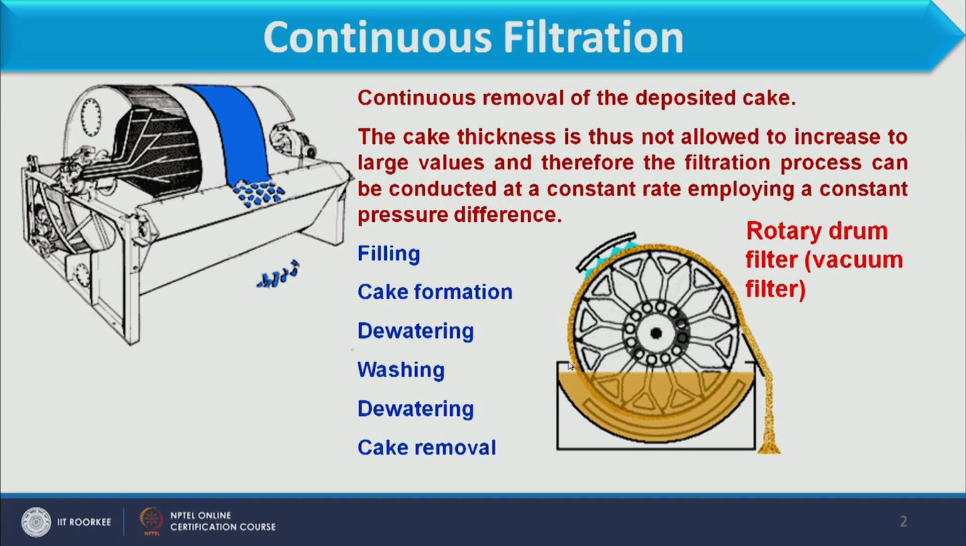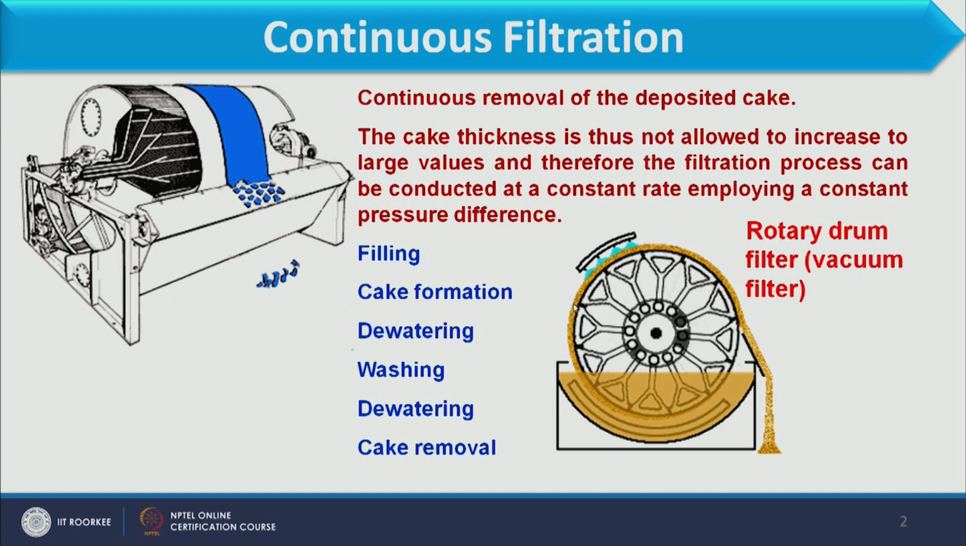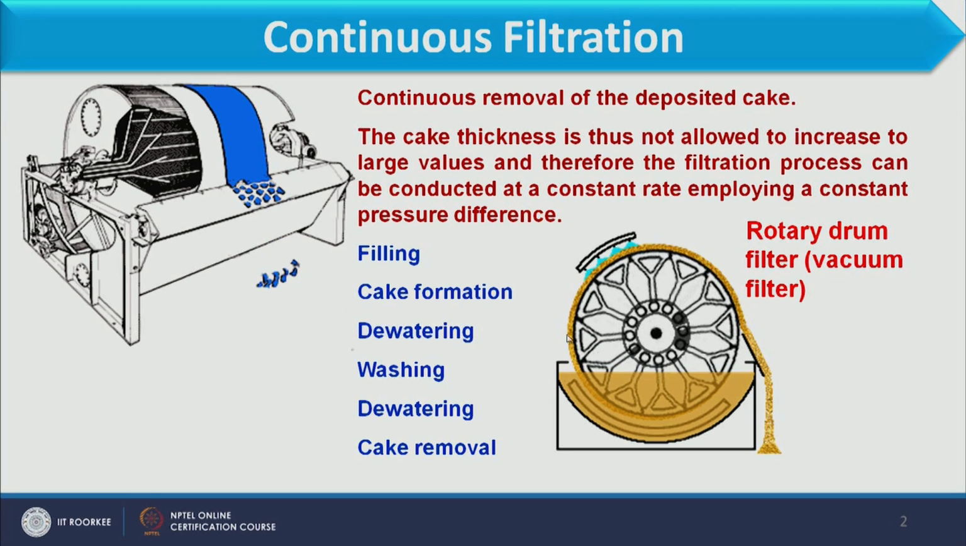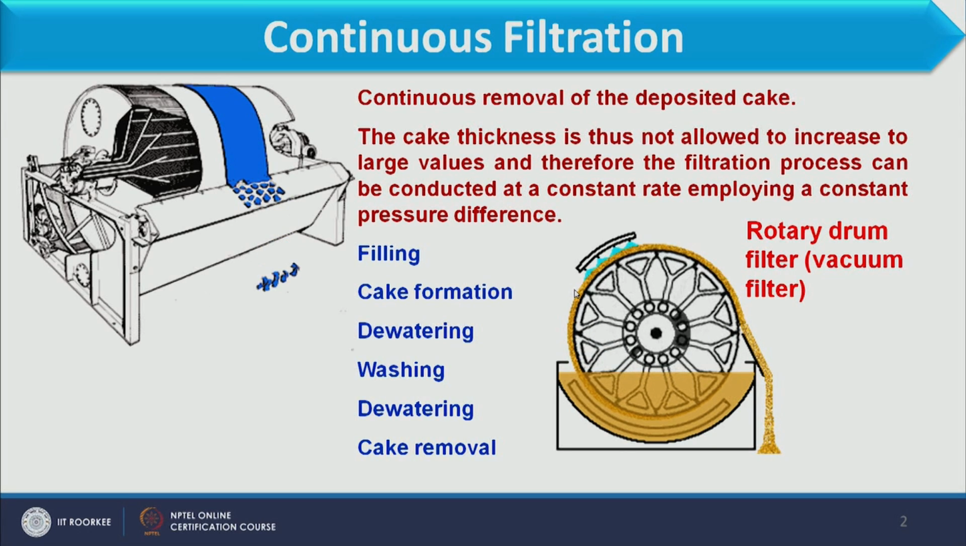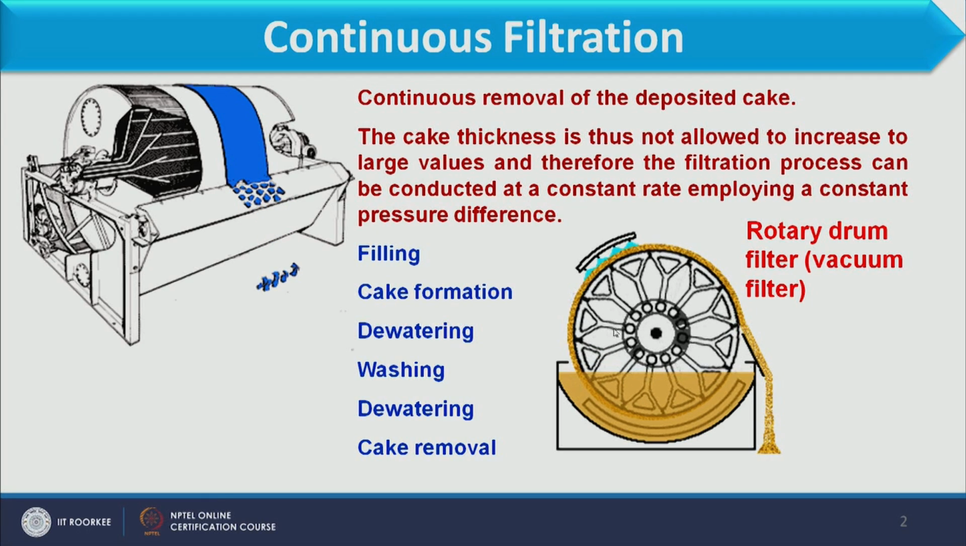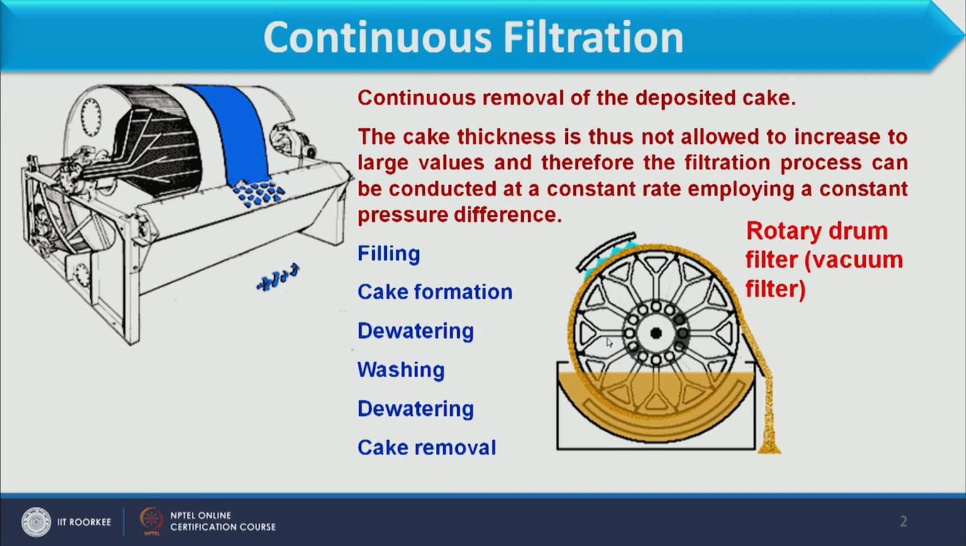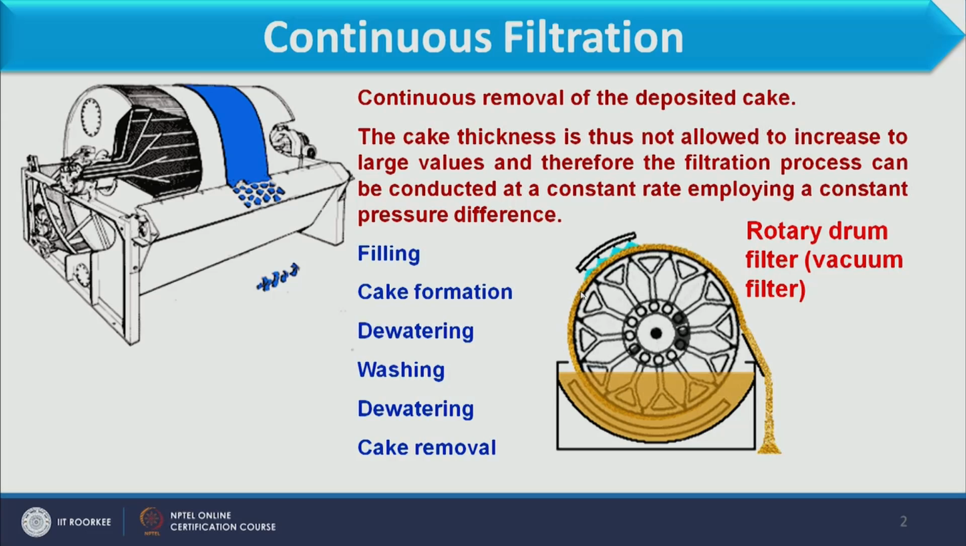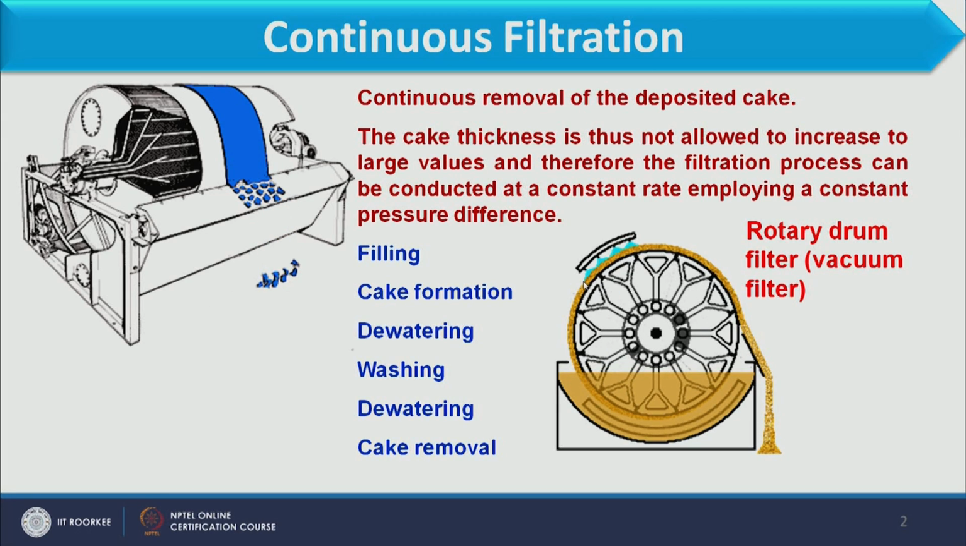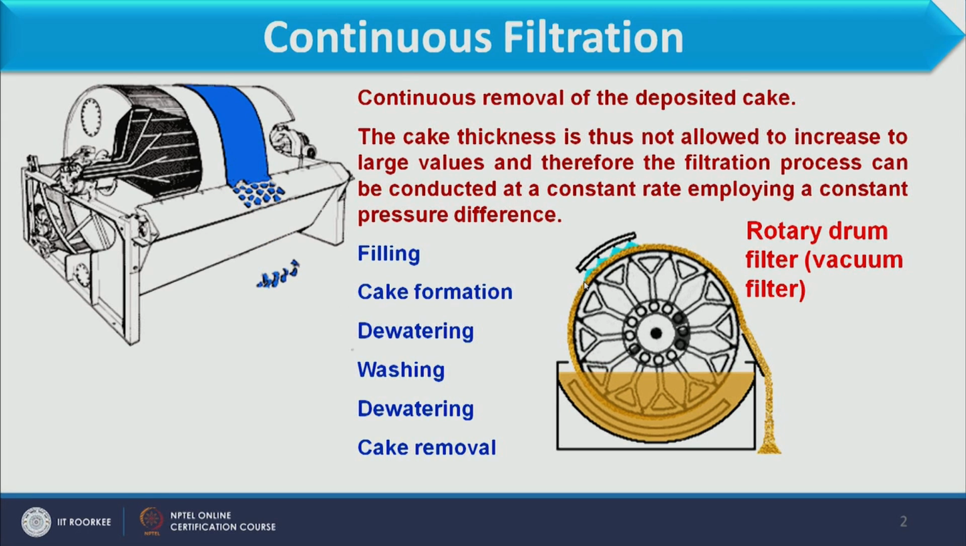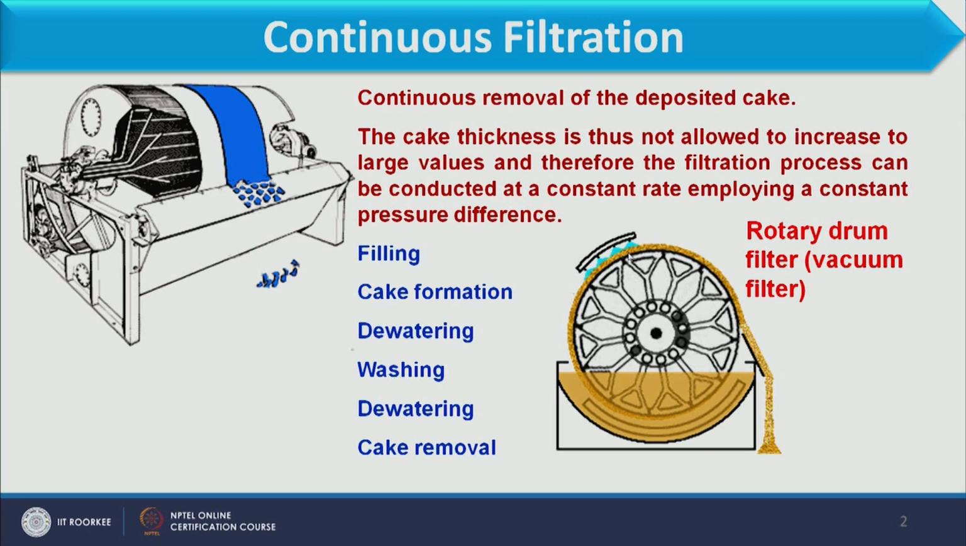If you see, here we have complete formation of the cake, and here whatever water is available is again taken by these lines which are connected with the vacuum. So here we have the dewatering step. Once the dewatering process is completed, we should go for the washing.